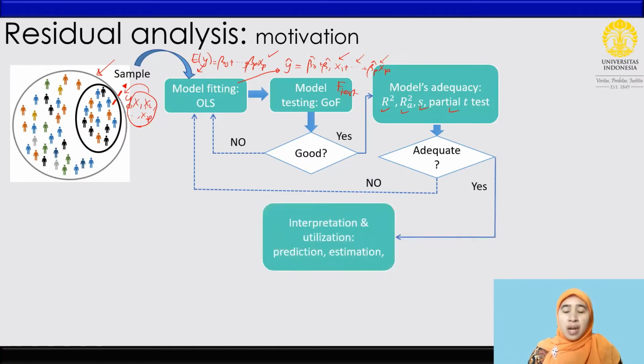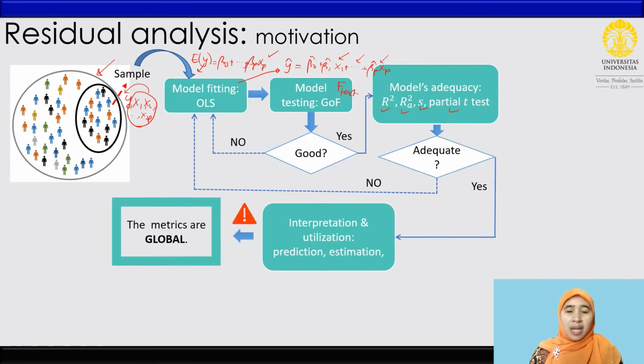But if we are happy with the model's performance, then usually we interpret the result, and then we use the model for prediction and estimation. And the question is, okay, everything is good, are we done with the regression? It can be yes, it can be no.